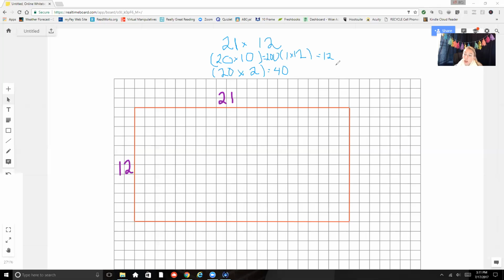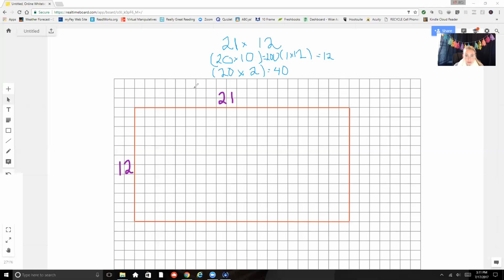All right, and so I'm going to show you what this looks like on the array. Since we did 3, and you might not be following how I broke those numbers up and why. So I broke up 21 into 20 and 1, and 12 into 10 and 2, because I felt like that was going to be a little bit easier for me to multiply.